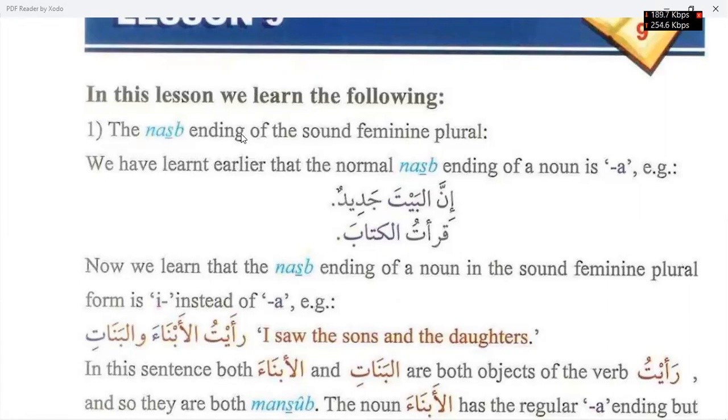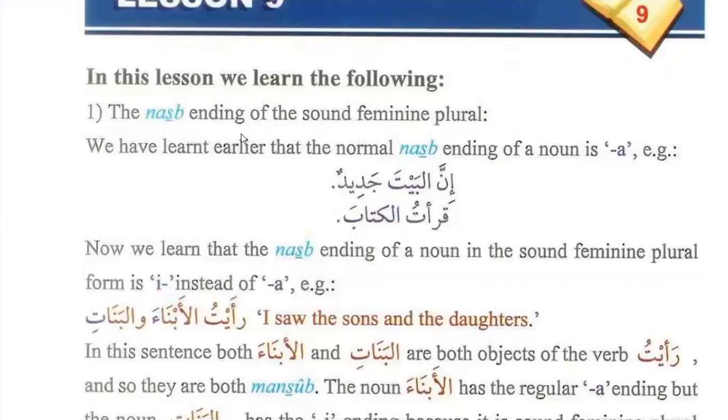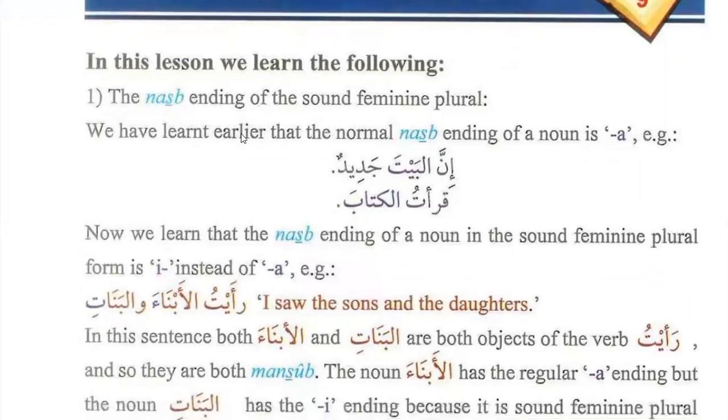Normal nasab endings are ending with what is that? Dhamma? Fatha. Normal mansub ending is fatha. And then if it is sound feminine plural, then it is ending with kasra. Okay, so when sound feminine plural is mansub, the ending is kasra instead of fatha.